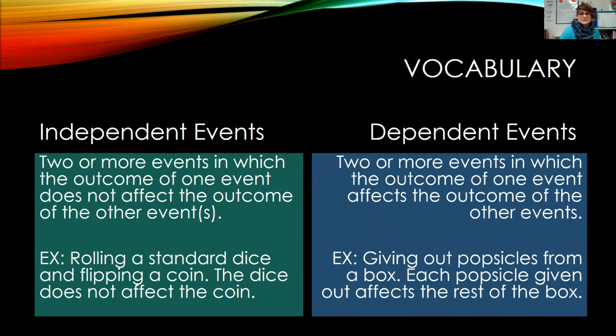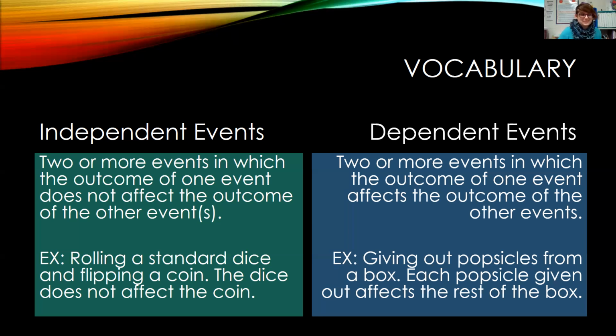Next is dependent events. Two or more events in which the outcome of one event affects the outcome of other events. An example would be giving out popsicles from a box. Each popsicle I give out affects the rest of the popsicles in the box and what other people can get. So if I had 10 different flavors of popsicle in the box, the first person would get a 1 in 10 chance of getting a certain flavor. The next person would get a 1 in 9 because I'm going to give the first person their popsicle and they get to keep it. So the second person's popsicle choice is affected by what the first person chooses. They depend on each other.